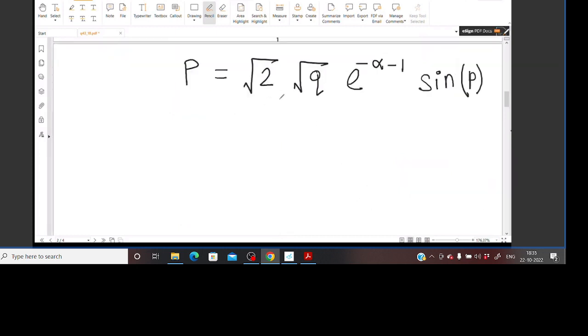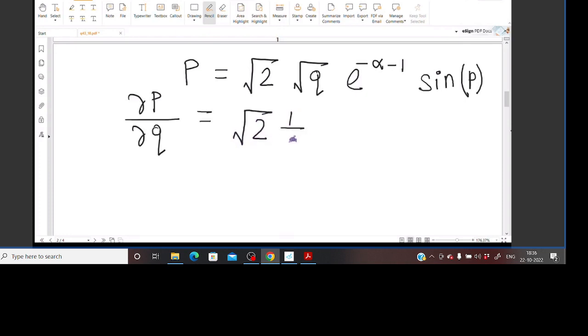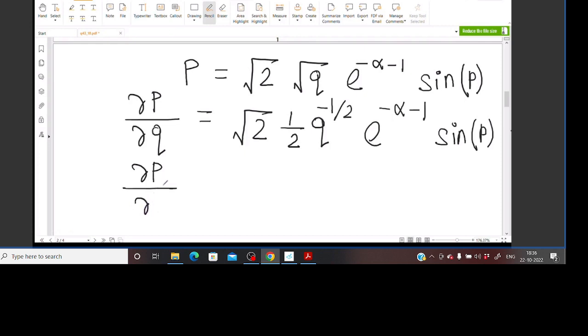Capital P is equal to root 2 into root small q into e to the power minus alpha minus 1 into sine small p. So the partial differentiation of capital P with respect to small q is equal to root 2 into half into small q to the power minus half into e to the power minus alpha minus 1 into sine small p. The partial differentiation of capital P with respect to small p is equal to root 2 into small q to the power half into e to the power minus alpha minus 1 into cos small p.